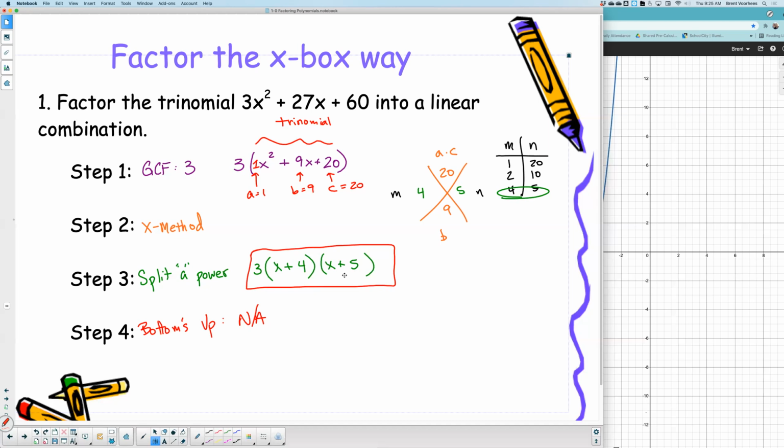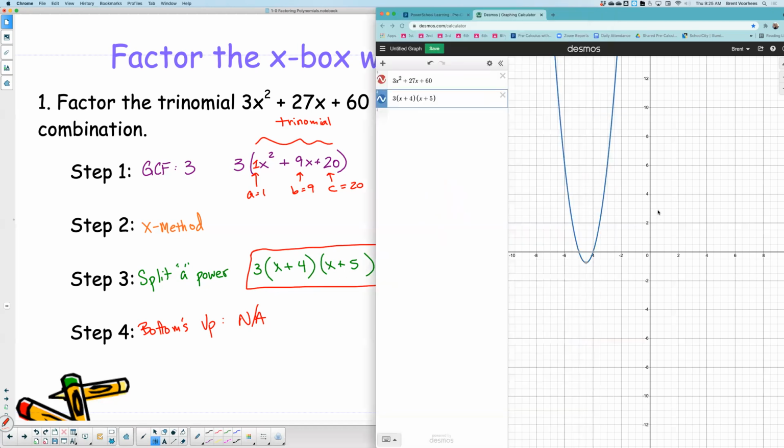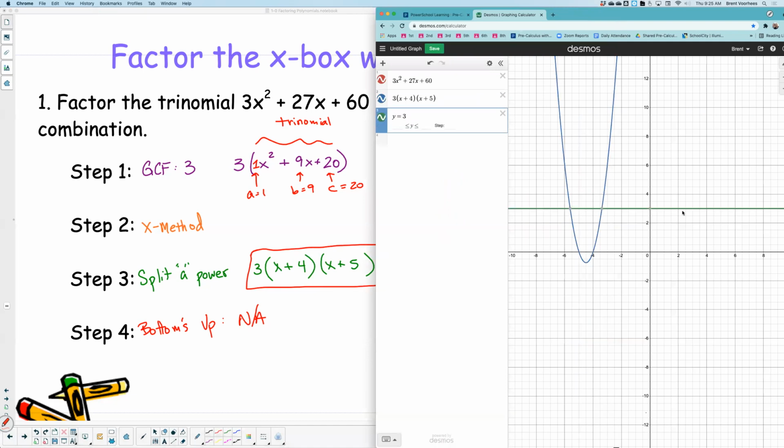So just to put this into perspective, the 3 would be called the greatest common factor. The x plus 4 and x plus 5 would be linear factors, because here's what their pictures look like. Y equals 3 is a flat line at 3. That's called a constant function. Y equals x plus 4 is a linear function.